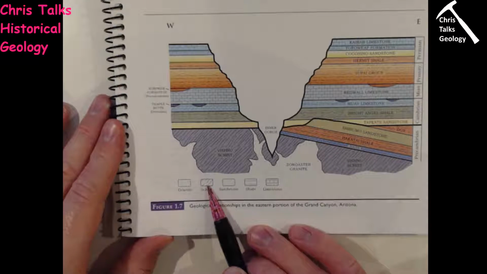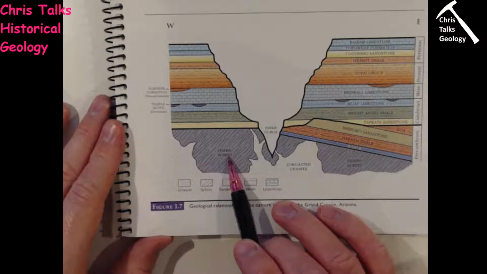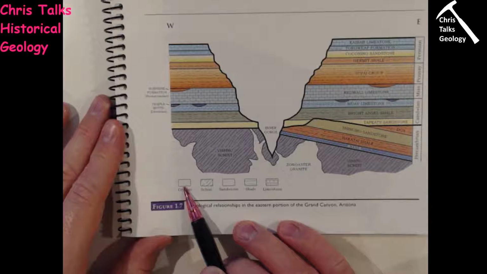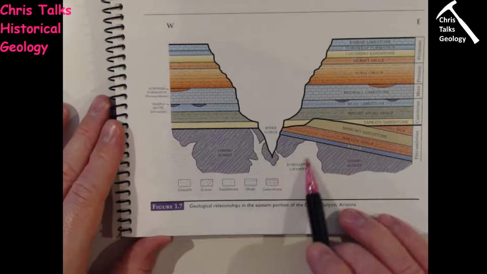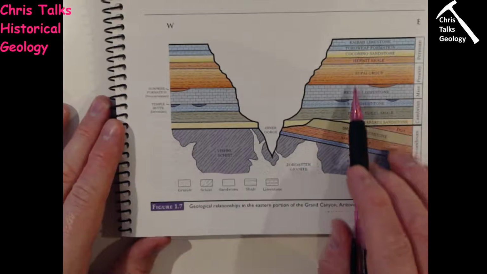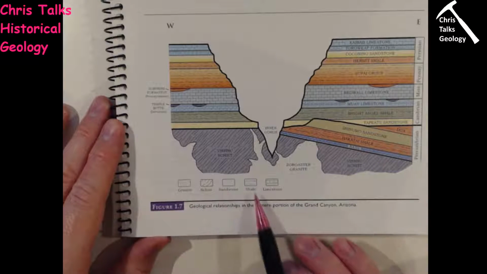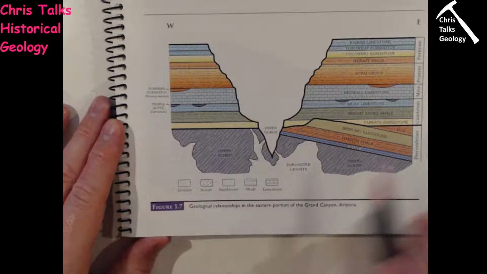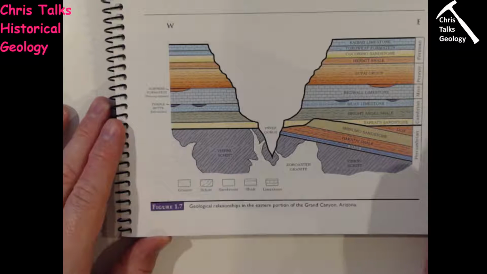Schists have wiggly lines, so we've got the Vishnu schist down here. And granites have these randomly orientated lines, and we can see the granite here, the Zoroaster granite. So you can see that each of these different layers has a different pattern on it, and we can refer back to the key to work out what type of rock that layer is made from.